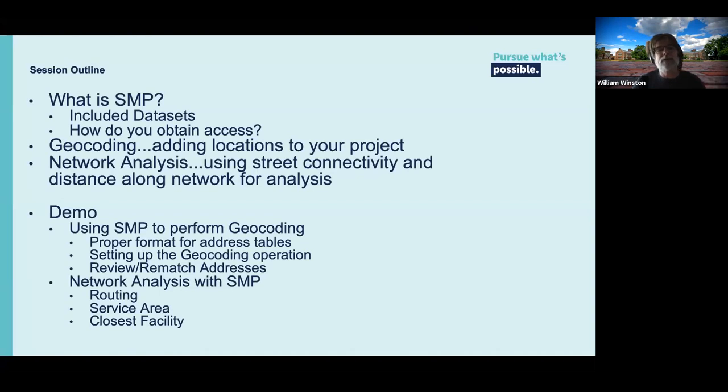It allows you to use street connectivity and distance along a network for analysis, and we'll go over 3 of those common types of network analysis today. After I complete the slideshow, I'll go into a demo where I'm going to show you how to use Streetmap Premium to perform geocoding. We'll talk about properly formatting an address table, setting up the operation, and then what you would do to review and rematch addresses if necessary after you've run one of those analyses.